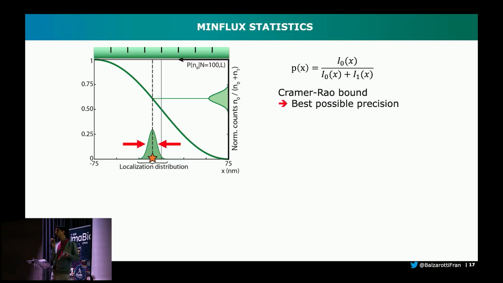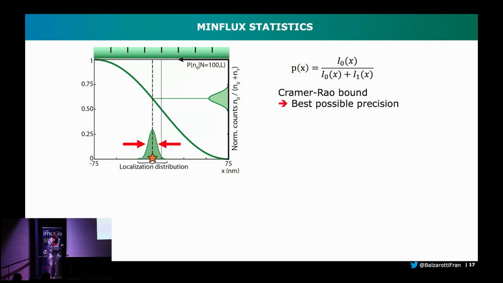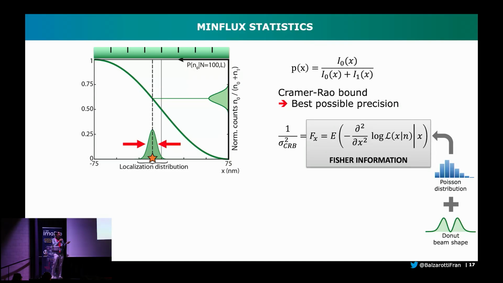So we care about how narrow this distribution can be for a given number of photons. And one can calculate the minimum standard deviation you can have by using a statistical quantity called the Cramér-Rao bound. It's a bound of how narrow this can be. You can compute that as the inverse of another quantity called the Fisher information, which is the average curvature of the likelihood function of the problem.